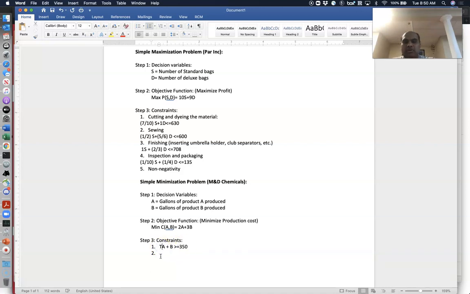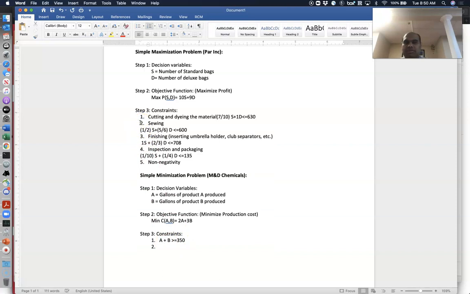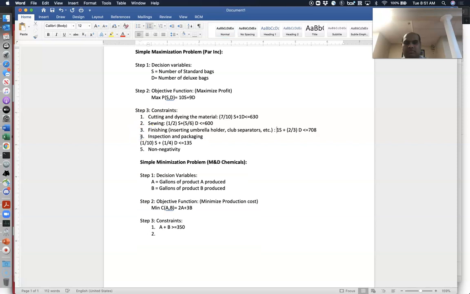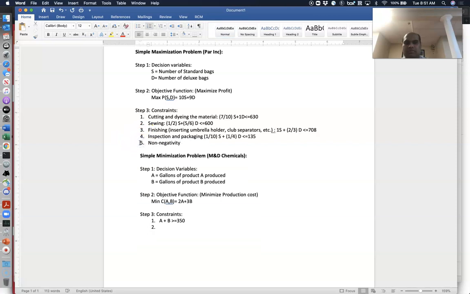So let's say total minimum. You really don't need to write names for this. I'm going to write them out, but you really don't. You just need to list the constraints. Minimum, you know what? Let's just leave it at that. There's no point in searching for names. So A plus B is at least 350. It's probably just easier this way. Okay, A plus B is at least 350.